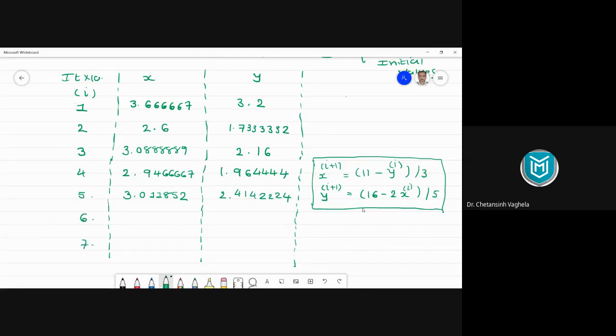Yes, has anyone got the value of the sixth iteration? Okay, sixth iteration, Nidhi says it is 2.861925.867. Let's wait for y also.